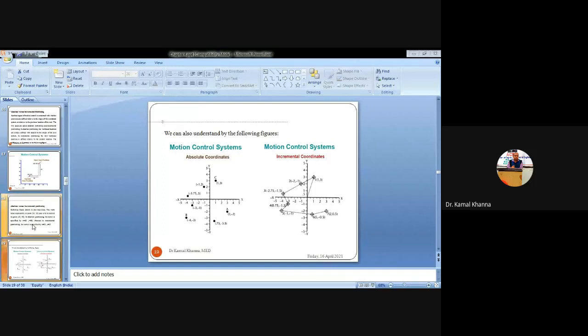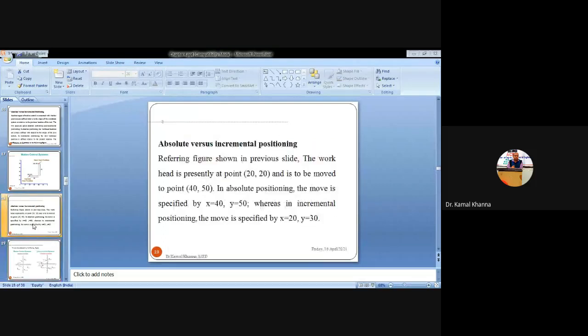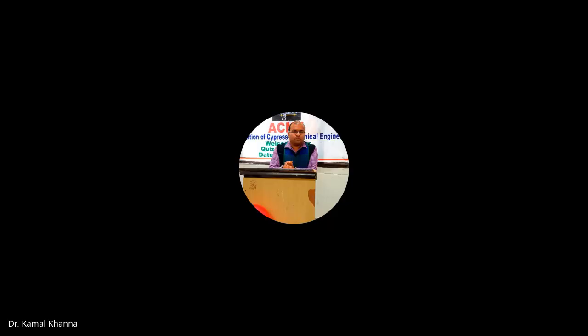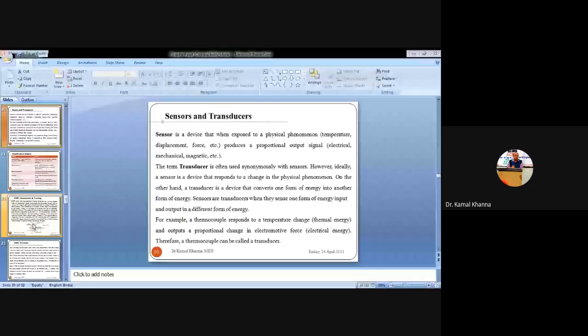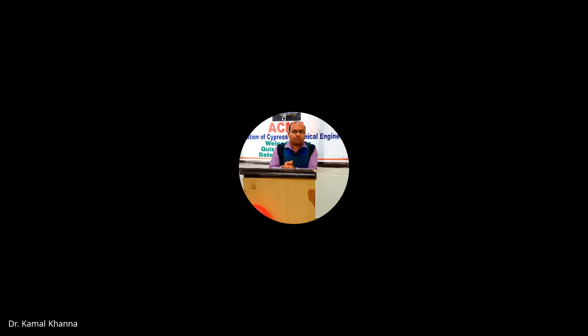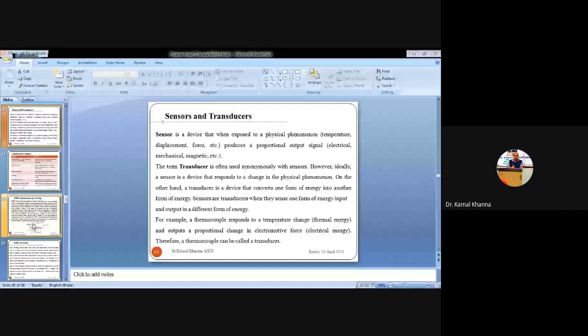So next are the sensors and transducers. A sensor is basically a device that, whenever it is exposed to a physical phenomenon like temperature, displacement, force, or pressure, will produce a proportional output signal. It can provide you an electrical signal, mechanical signal, or magnetic signal. So that device, which gives you a proportional output whenever it is exposed to any physical phenomenon, is called a sensor.